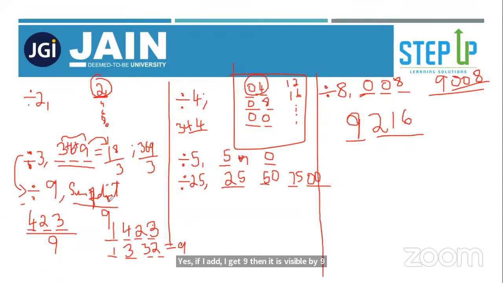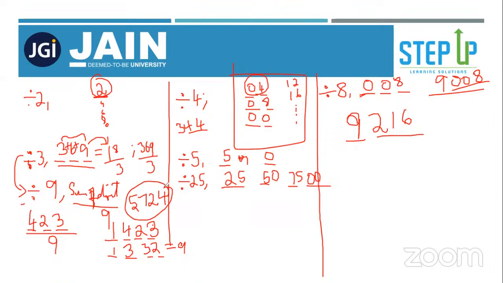So now I can have some big numbers, why don't you try like this? 5724. What's 5 plus 7 plus 2 plus 4? That's 18. Is 18 divisible by 9? Yes, it will give us 2. Yes, it's divisible. Then 5724 is also divisible by 9.